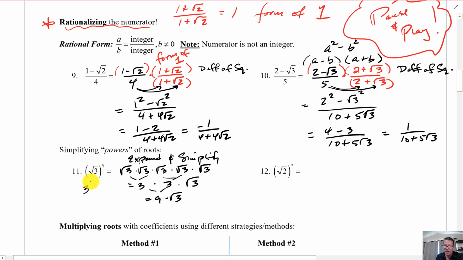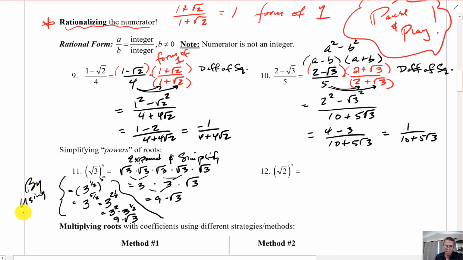So one way to handle this is by taking 3 to the 1/2 power to the 5th power, and that's equal to 3 to the 5/2 power, because 1/2 times 5 is 5/2. And that's equal to 3 to the 2.5 power, which is 3 squared times 3 to the 1/2, so that's 9 times root 3, and you're done. So if you want to do it this way by using exponents, you can.